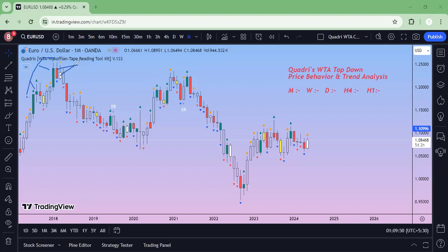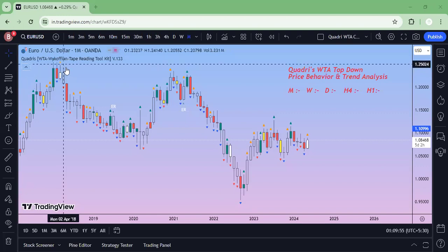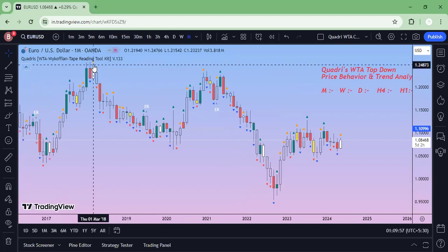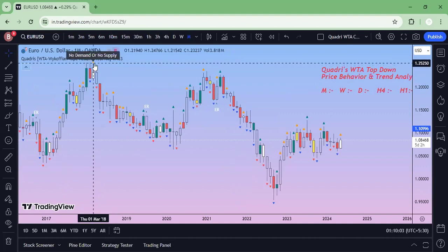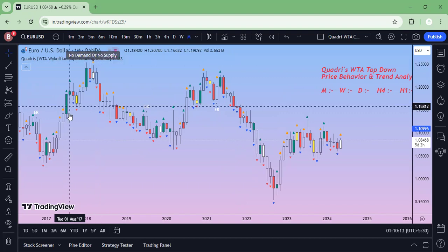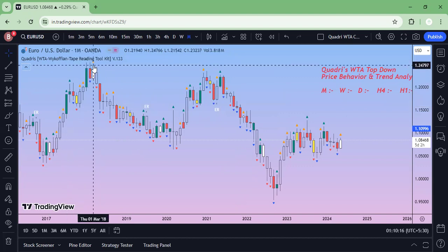This particular white candle is something which is talking about no demand or no supply whatsoever. So depending upon the positioning of this candle, whether it is appearing on the top or at the bottom, normally it occurs in between the reversals, or you can see it at the end of the move.